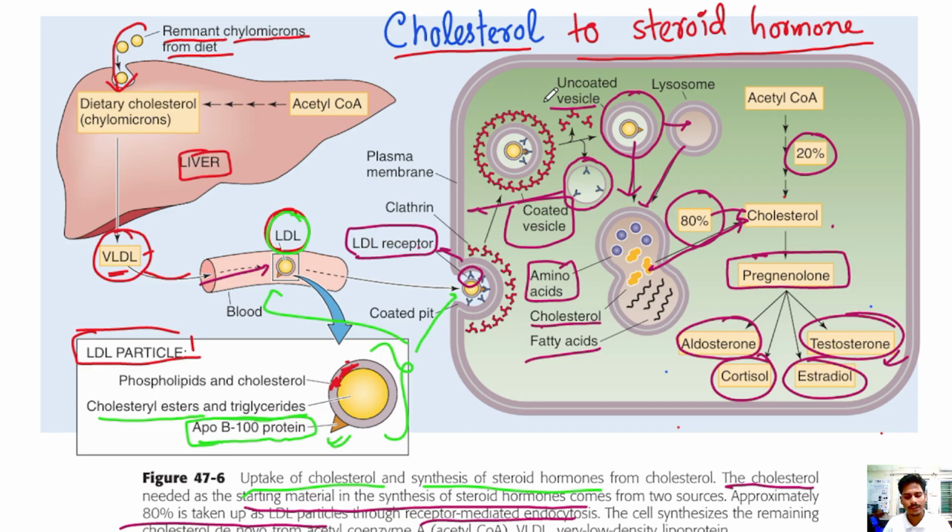So we understand the uptake of cholesterol and the synthesis of steroid hormone from cholesterol. Cholesterol is needed as a starting material, and steroid hormone synthesis draws on two sources. One is receptor mediated, and the other is the remaining cholesterol from de novo synthesis from acetyl coenzyme A, acetyl-CoA, along with VLDL and low density lipoprotein. It is converted to pregnenolone, and then to aldosterone, cortisol, estradiol and testosterone. This is the summary of that class.